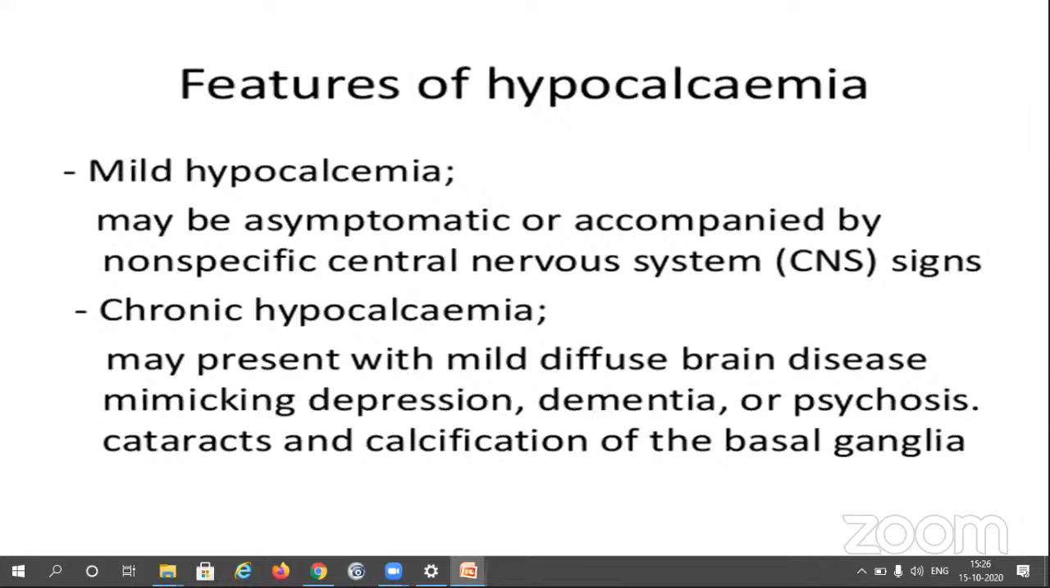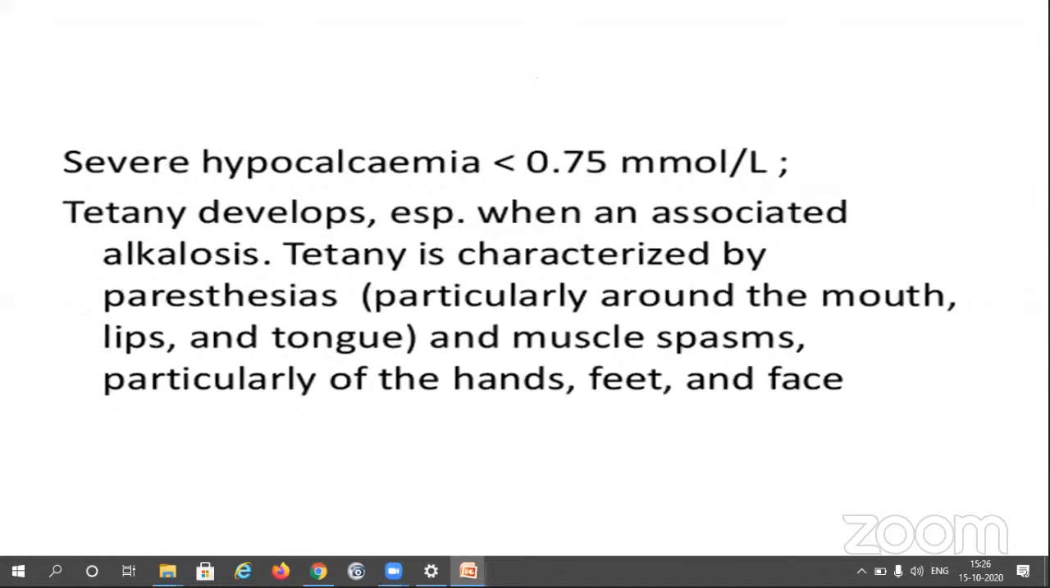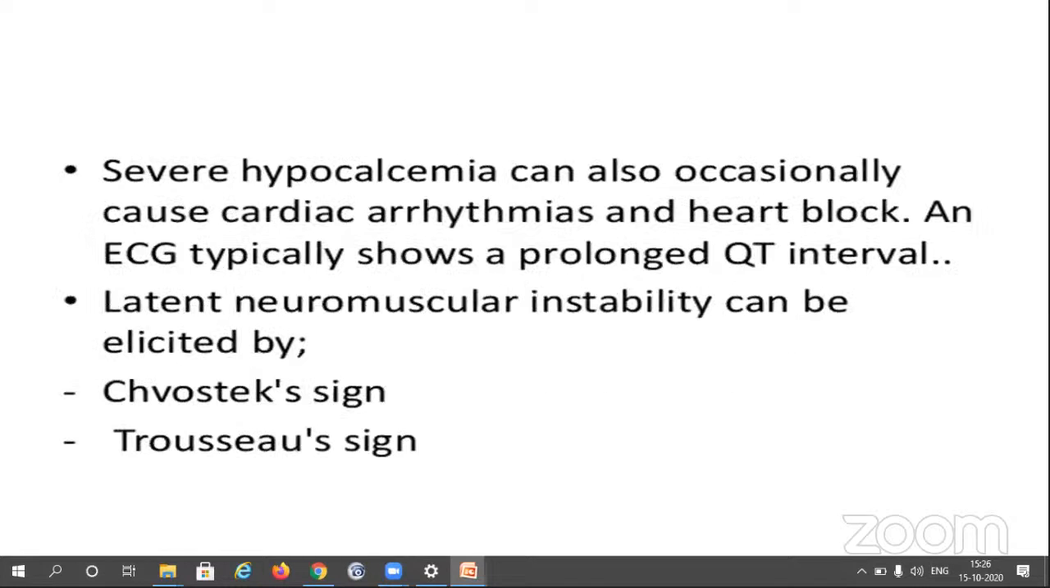Chronic hypocalcemia may present with mild diffuse brain disease, mimicking depression, dementia, or psychosis, cataract and calcification of the basal ganglia. Severe hypocalcemia, that is calcium level less than 0.75 millimole per liter. Tetany develops in severe hypocalcemia and is usually associated with alkalosis. Tetany is characterized by paresthesia, particularly around the mouth, lips, and tongue, and muscle spasm, particularly of the hands, feet, and face. Severe hypocalcemia can also occasionally cause cardiac arrhythmias and heart block.